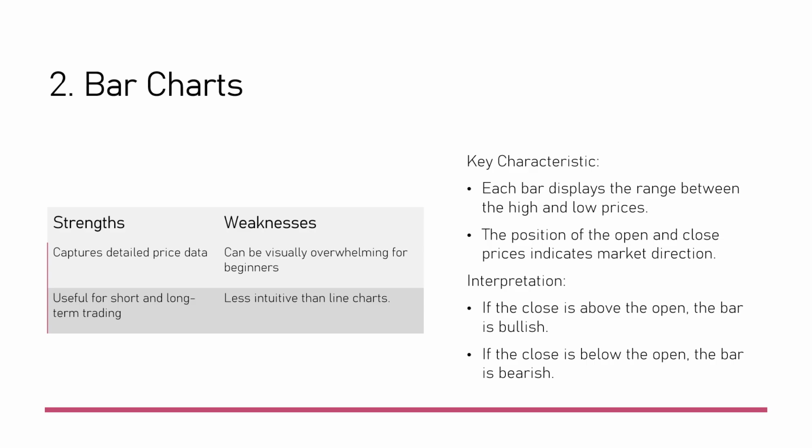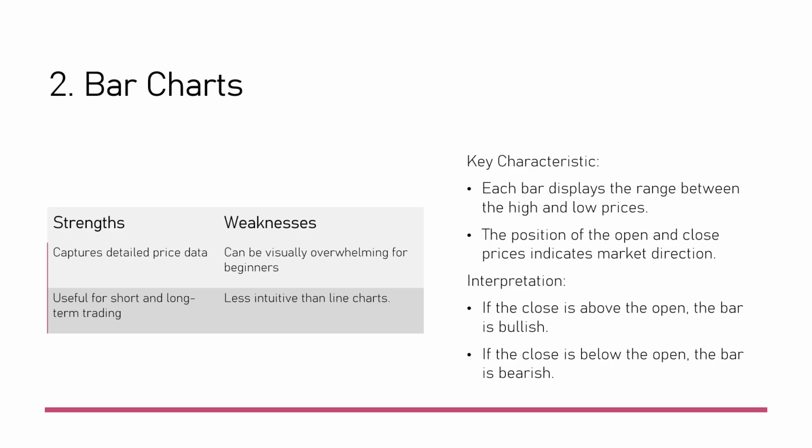Let's talk about a key characteristic. Each bar displays the range between the high and low prices, giving you a sense of market volatility and movement. The position of the open and close prices within the bar helps indicate market sentiment or direction.